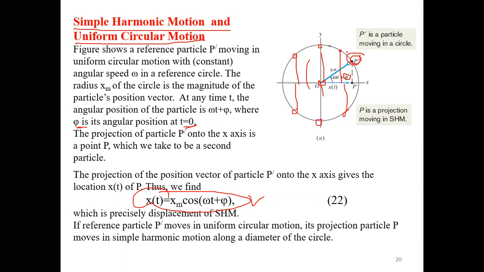So this particle moves in a circular path, and then that particle will perform a simple harmonic motion along its diameter. So if the reference particle P prime moves in a uniform circular motion, its projection particle P moves in a simple harmonic motion along the diameter of the circle.